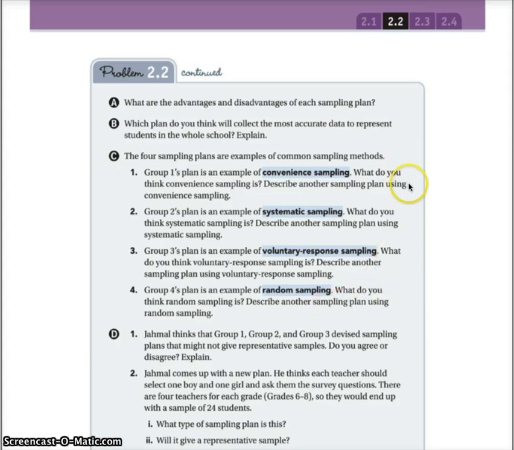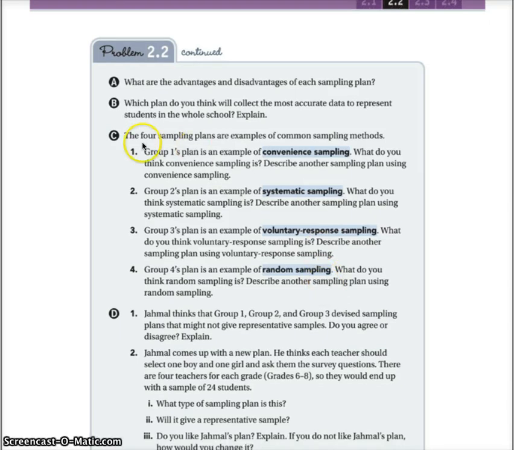I want you to list the good things, the pros, and the cons of each group. What is good about convenient sampling? What's not good? What's good about systematic sampling? What's not good? What's good about voluntary response? What's not good? What's good about random sampling? And what's not good?